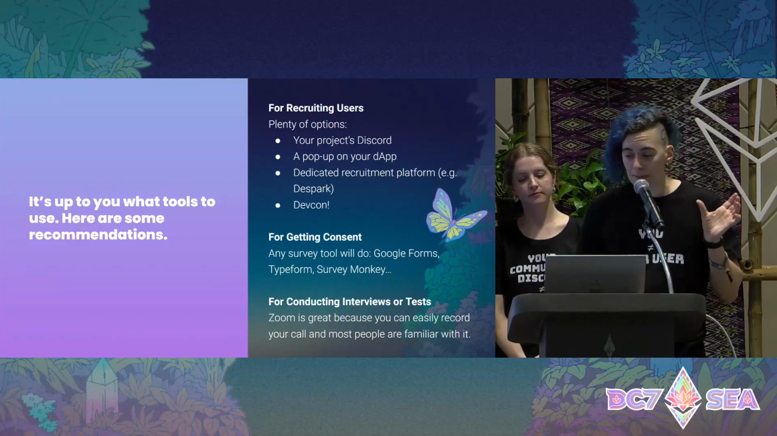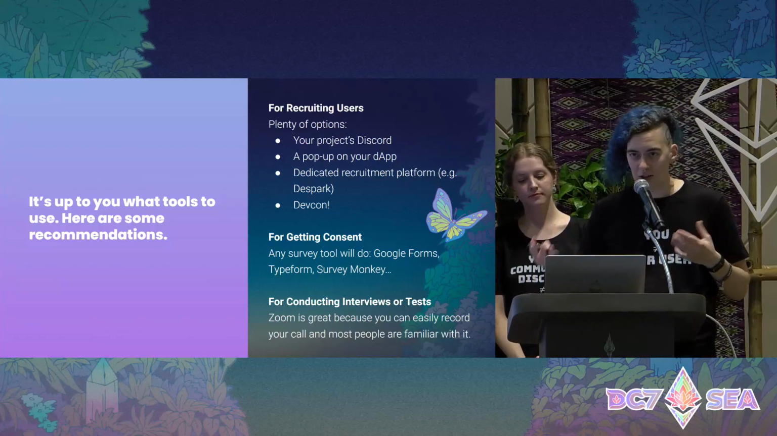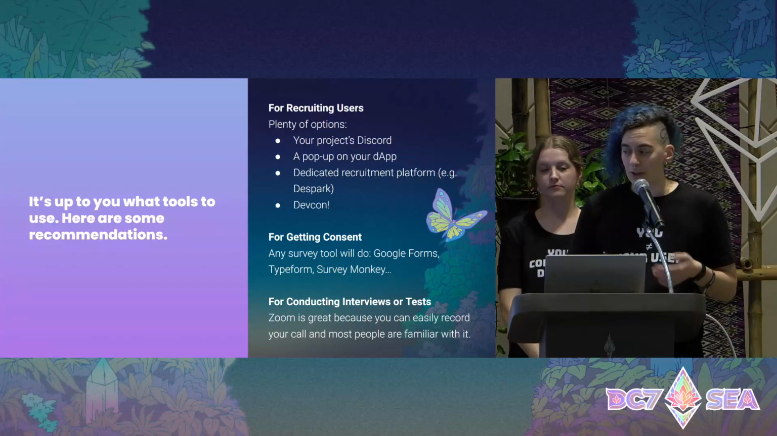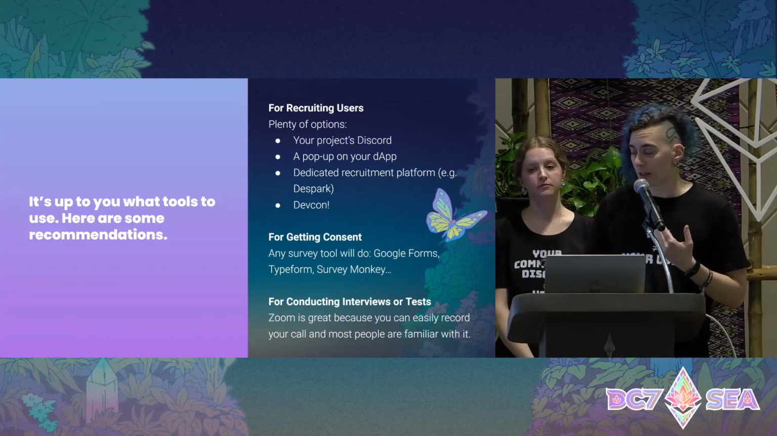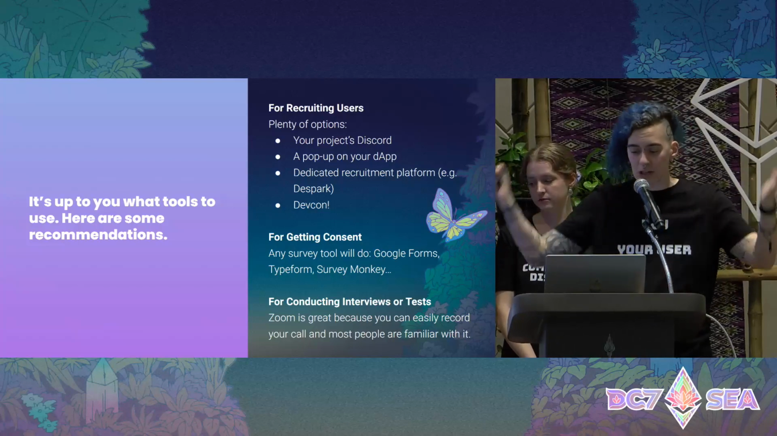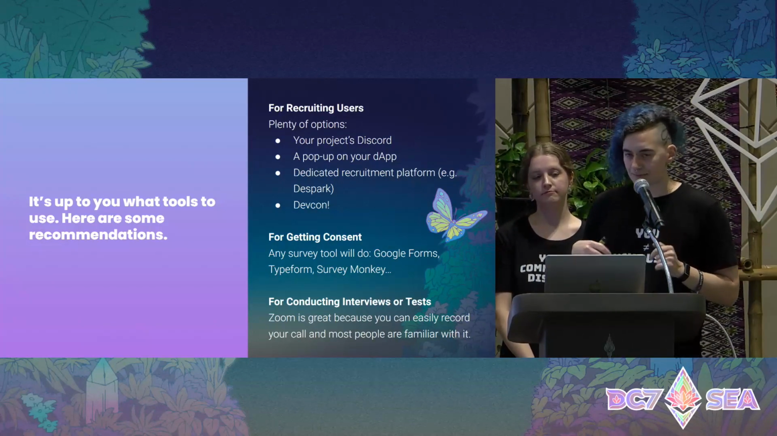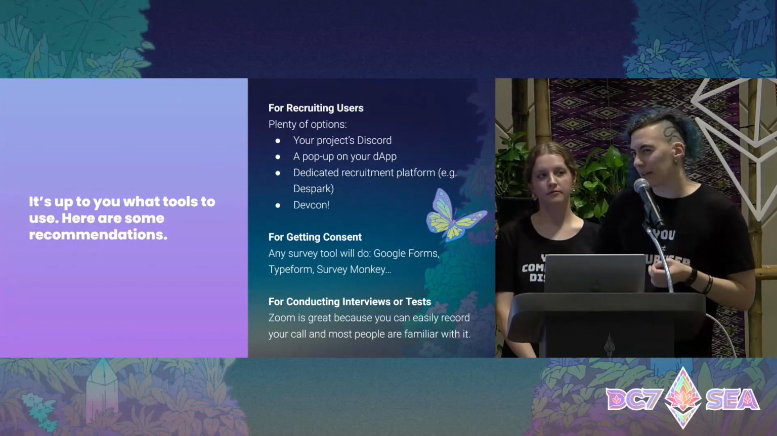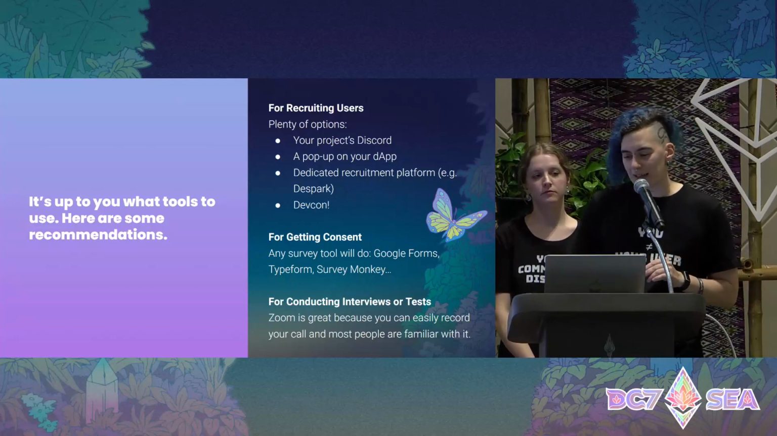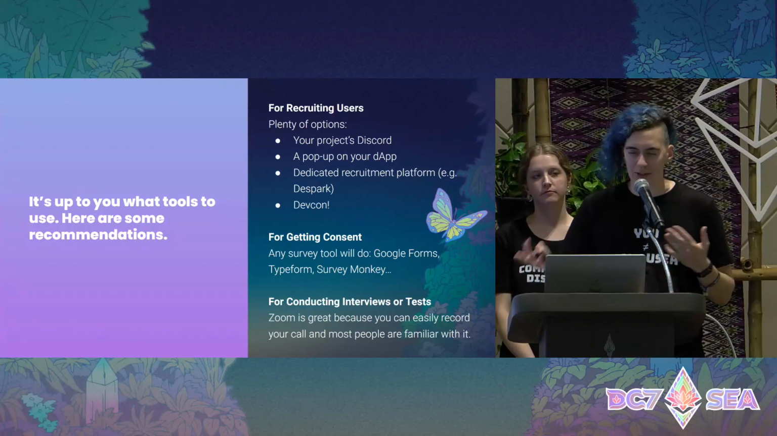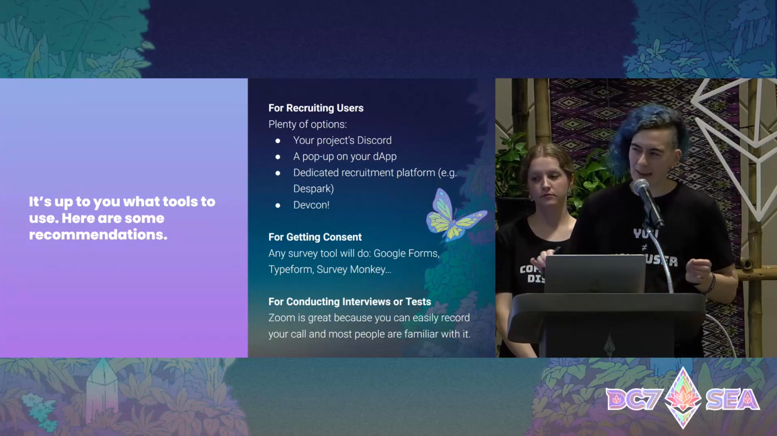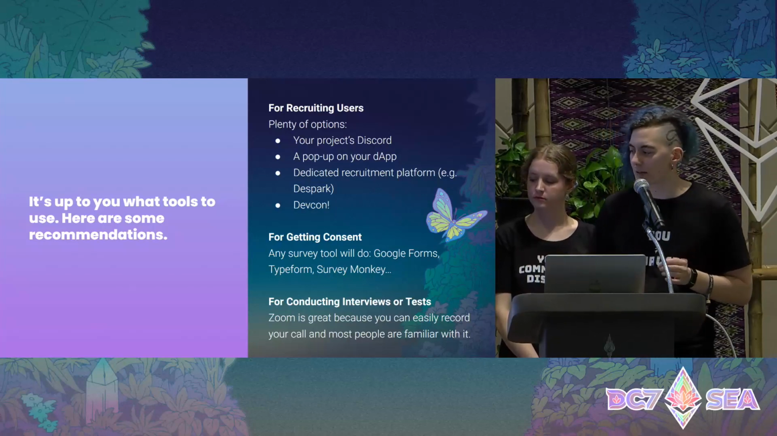You can do a pop-up in your DApp and just encourage people to sign up to do research. You can try a dedicated recruitment platform. There is even a crypto-specific recruitment platform called DSpark. You can try that out. You can also try out general user research platforms, but they are very unlikely to have advanced crypto users. Most of the time you would get people who have some crypto on Coinbase, have maybe a tiny bit of experience with MetaMask, but nothing more advanced than that.